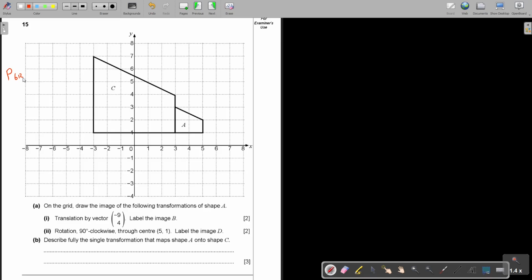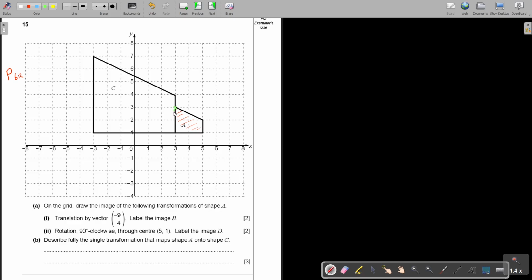Okay, now let's start. On the grid, draw the image of the following transformations of shape A. Now, there is shape A. Do you see that? Okay. Translation by vectors -9 and 4. Now, just take one corner at a time.